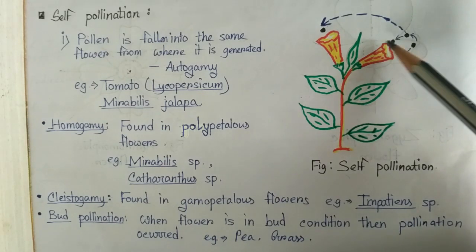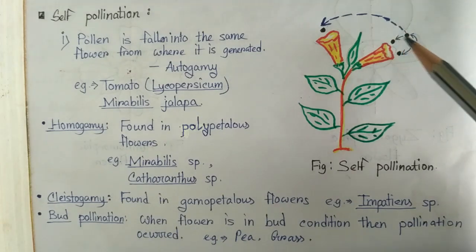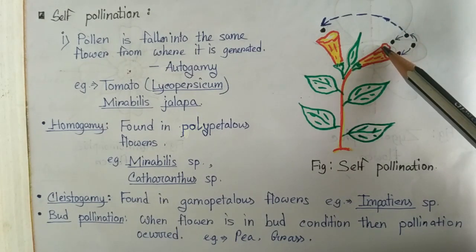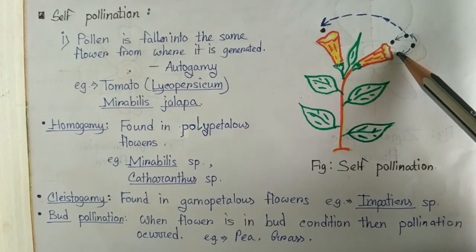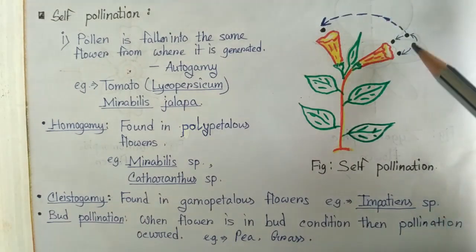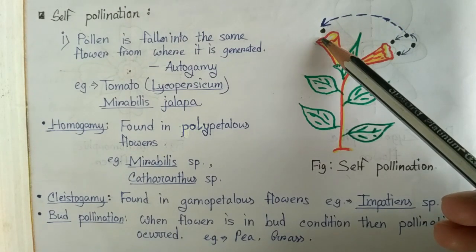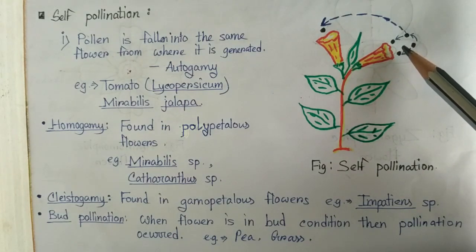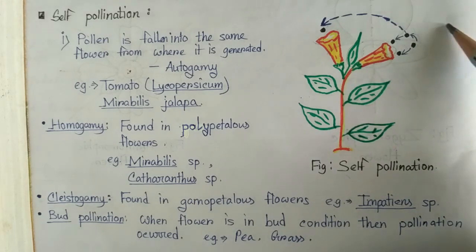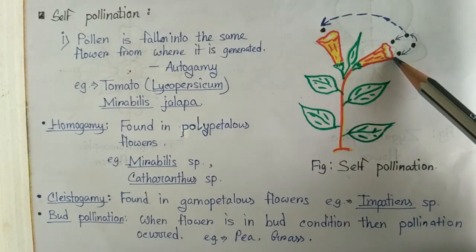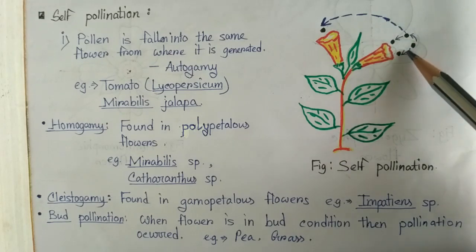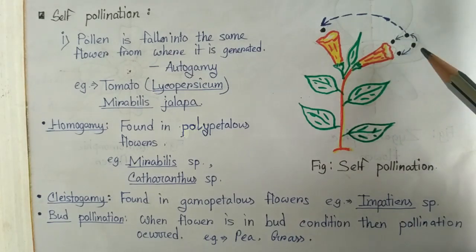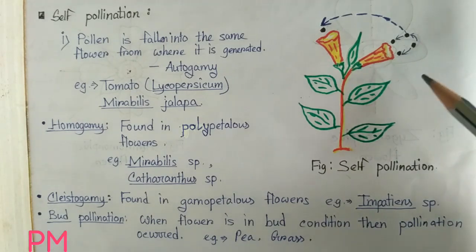So there are two procedures of self-pollination. Flower to flower means same flower pollination, and flower to another flower means different flower pollination. If a flower generates pollen and it again falls into the same flower, then it is known as autogamy, meaning this one. This one is the example of autogamy. Example, tomato. The scientific name of tomato is Lycopersicum, and Mirabilis jalapa, which is commonly known as Sandhya malati.